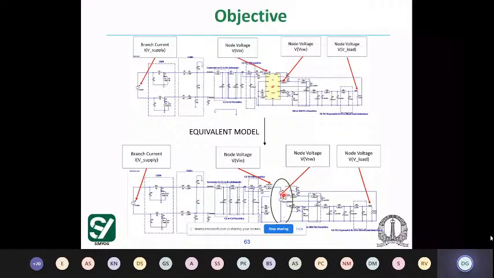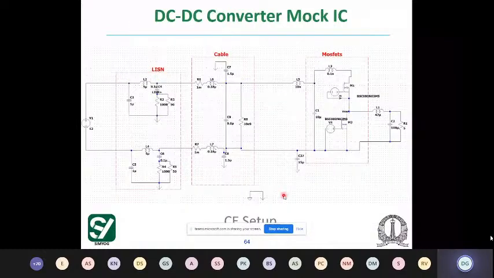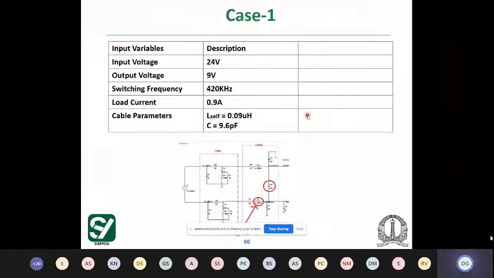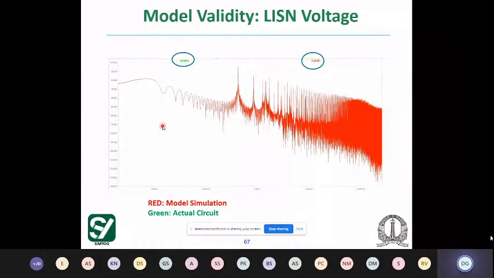So just to give you an example, here is a mock DC-DC converter. You have two switching MOSFETs, high side and low side. And now you're replacing that with 2 voltage sources, the values of which depend on these machine learning parameters, right? We have done this for several different operating conditions. So you can see what the operating conditions are here: the voltage, the switching frequency, load current, and the cable parameters. I'm going to flash some slides in front of you. Basically, all of them will be curves on top of each other.